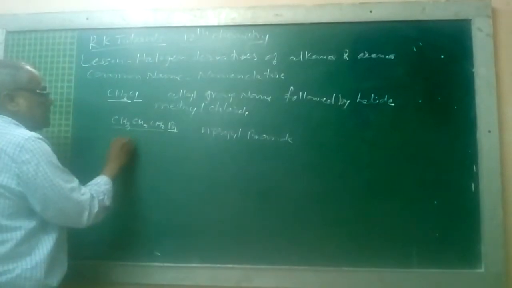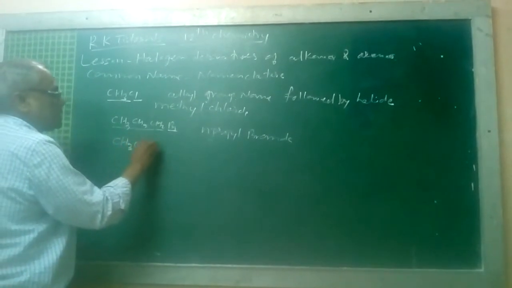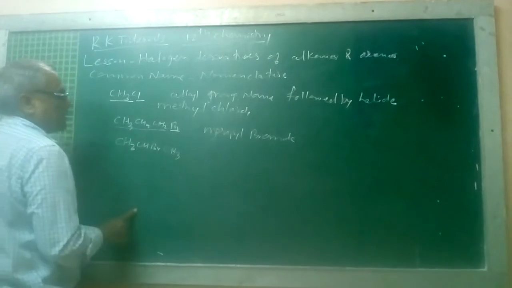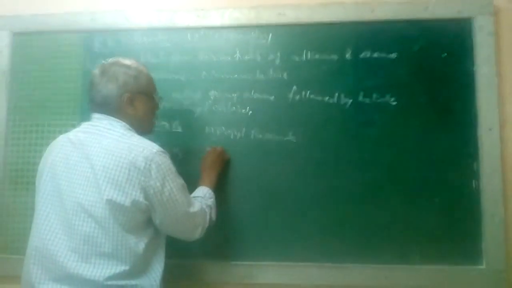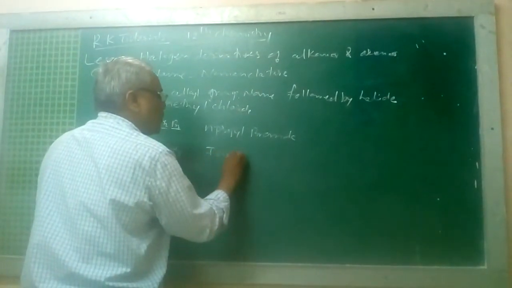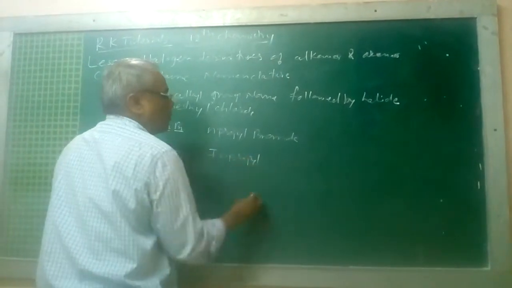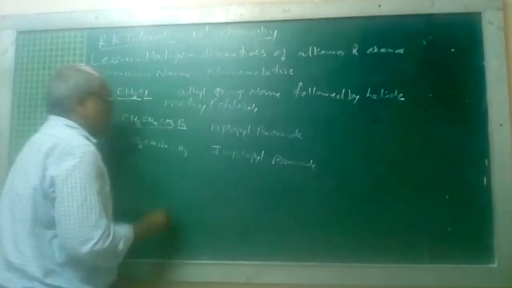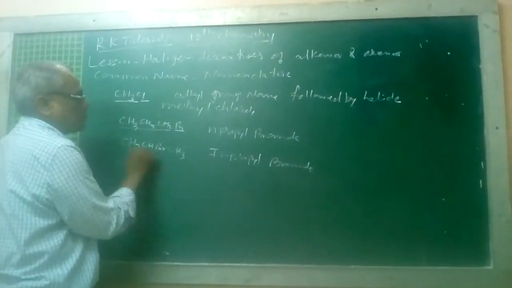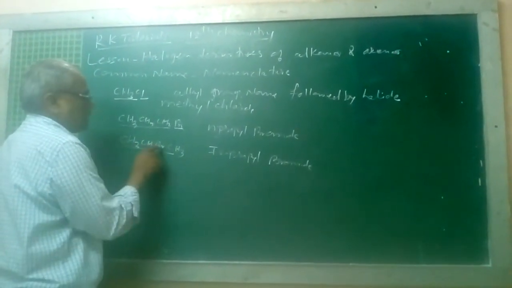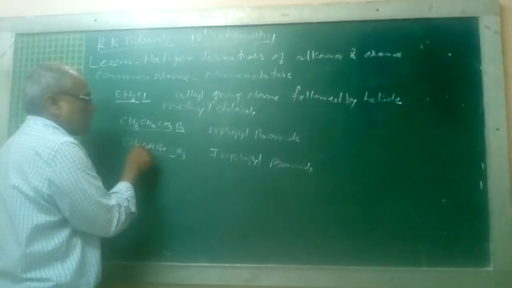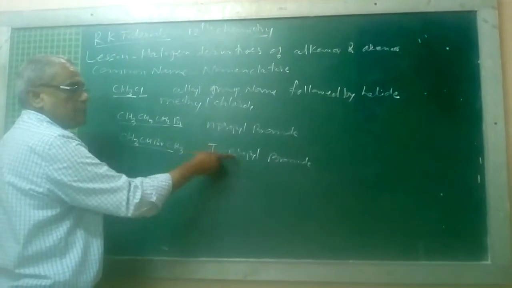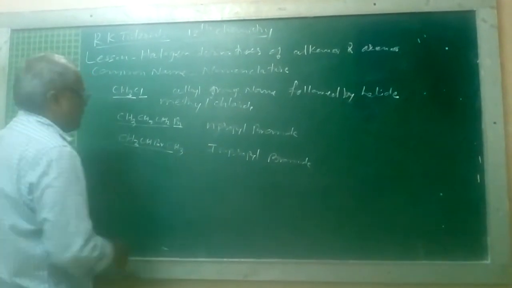Another compound, CH3 CHBr CH3. This compound is known as isopropyl bromide, because in this compound the alkyl group is the isopropyl. The bromine atom is present on the second carbon atom. This alkyl group is known as isopropyl. That's why the name is isopropyl bromide.